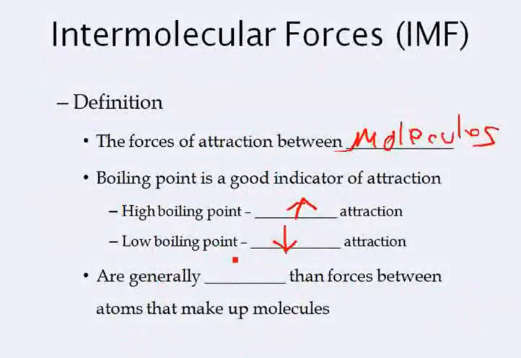And intermolecular forces are generally weaker than the forces between atoms that make up the molecule. And what that means is the covalent bond that creates one water molecule, that creates the connection between oxygen and hydrogen, has a stronger attraction than the attraction between two adjacent waters, right? So the covalent bonds are stronger than IMFs.